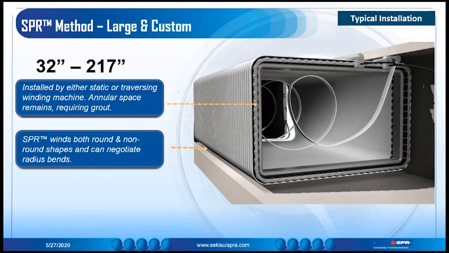As we discussed in the last slide, the SPR method is for custom pipe shapes and very large diameter line segments. As part of the installation process of these liners, the static or traverse winding equipment used will form the liner with the assistance of a manufactured guide frame, which will be in the shape of the host pipe. Because there needs to be room for the winding equipment to move around the guide frame, generally 4 to 8 inches, an annular space is formed between the finished liner and the host pipe.